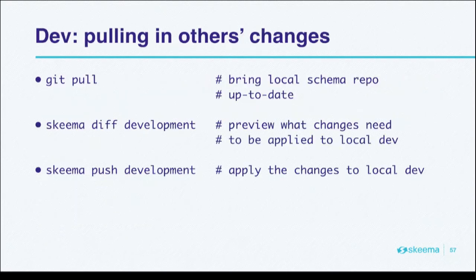So with this workflow, if you're an engineer and you need to pull in changes that other engineers on your team made, and you want to apply those schema changes to your local dev instance, first you would do git pull, or the equivalent in Mercurial or Subversion or whatever you're using. Basically, bring your local schema repo up to date. Then you could diff it against your dev MySQL to see what changes would need to be applied. So that's changes that your coworkers made. And then you can push to development, which will apply those changes.